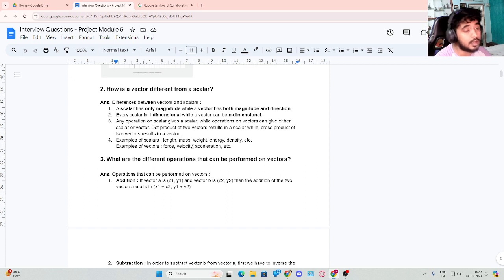Velocity is the traveling of something towards a certain direction, and the speed which it attains is the velocity. Acceleration is also the differentiation of velocity. So these all have direction, so they are vectors.